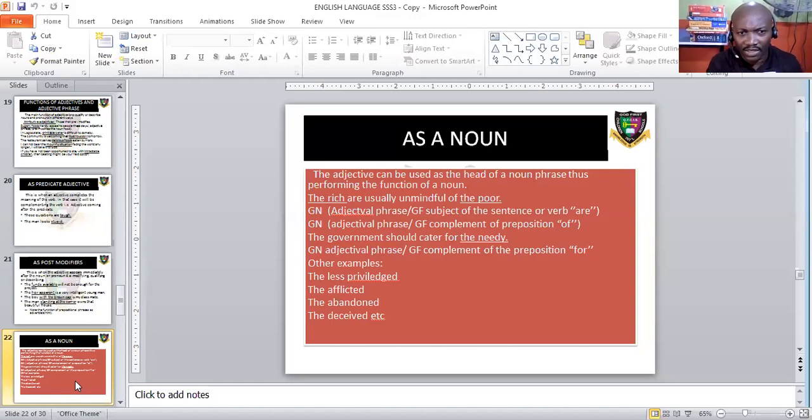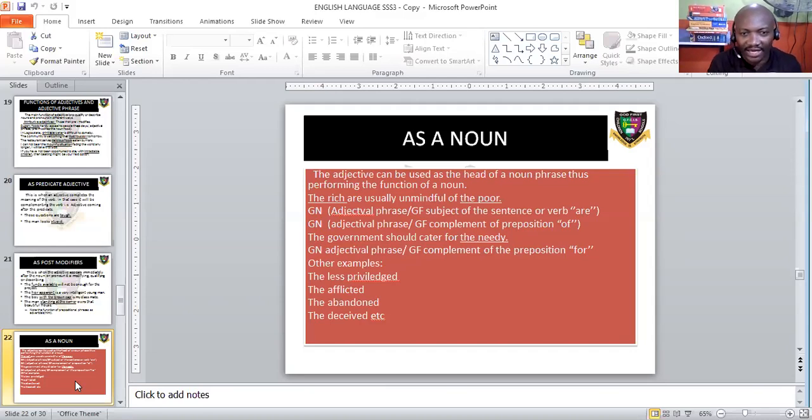As a noun, the adjective can be used as the head of a noun phrase, thus performing the function of a noun. Like, the rich are usually unmindful of the poor. Here, the rich is an adjectival phrase and is the subject of the verb are, while the poor is an adjectival phrase and the complement of a preposition. Remember in the former class, we told you how a noun can be the complement of a preposition. This is the case when the adjective is used as the head of a noun.